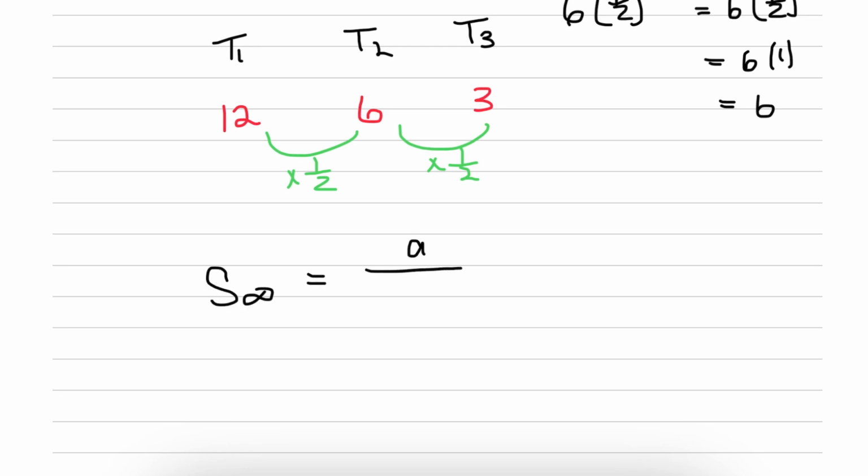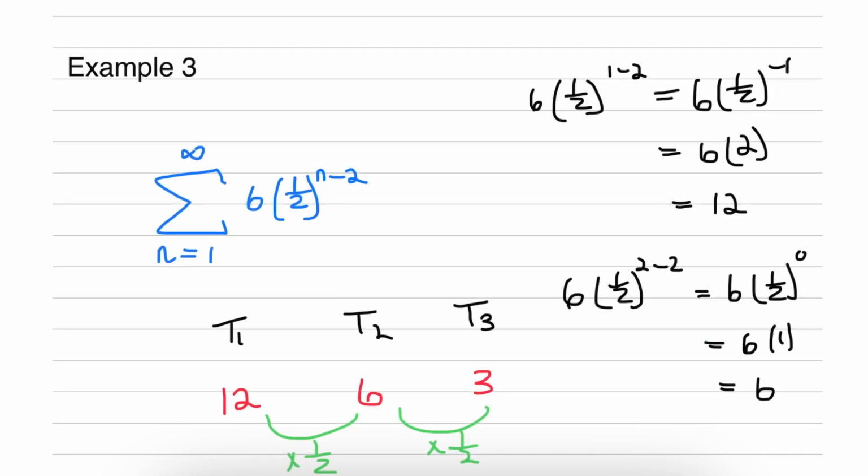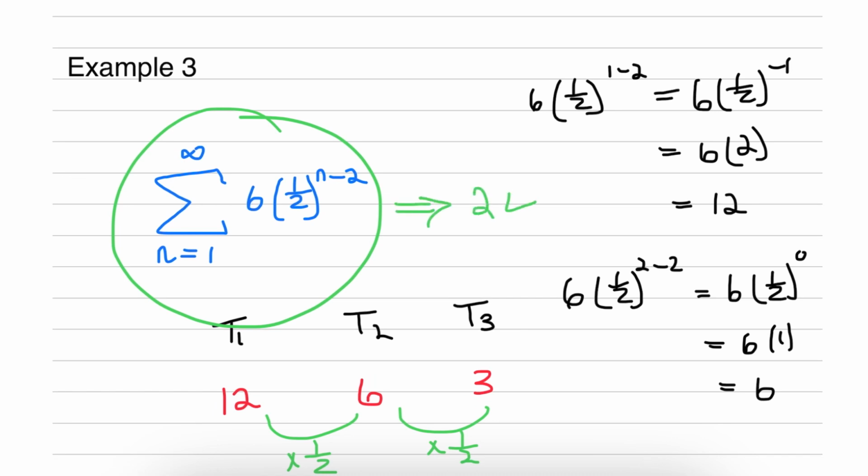To find the sum to infinity, we'll make use of the sum to infinity formula of a geometrical pattern, and that is a over 1 minus r. So substitute a with your first term, and that is 12. Also substitute r with the ratio, which is 1 over 2, a half, and this should simplify to 24. So if you simplify this, the answer is 24, which implies that the answer to this series expressed in sigma notation is equal to 24.